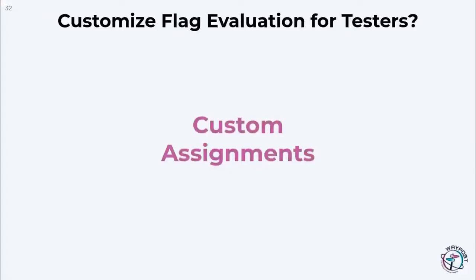Now that we have a user ID system, we can consistently serve the same features to users when they revisit your web application. But what if we want to customize how a flag evaluates for specific users, like for a beta tester? You would want to make sure that they receive the new feature so that they can test it. Waypost accomplishes this with its custom assignments, allowing you to customize how a flag evaluates for specific user IDs.